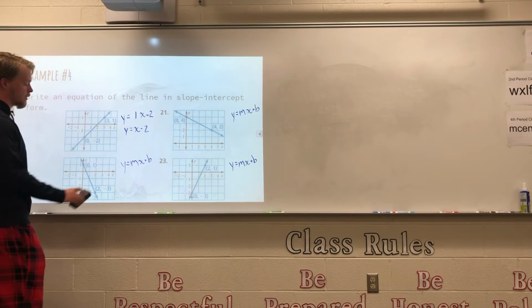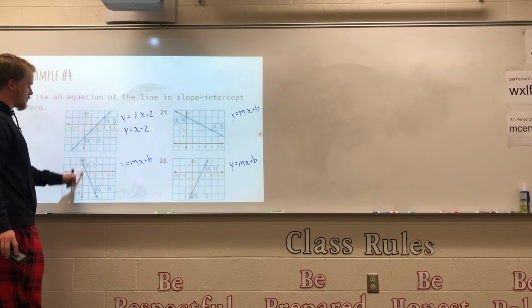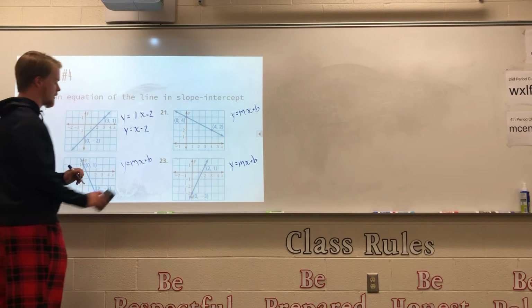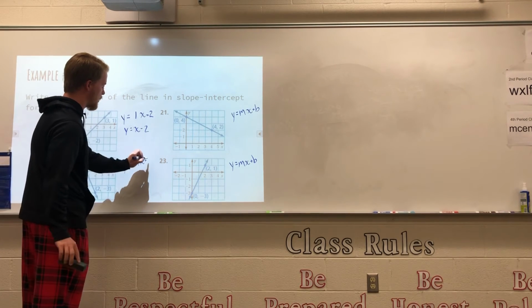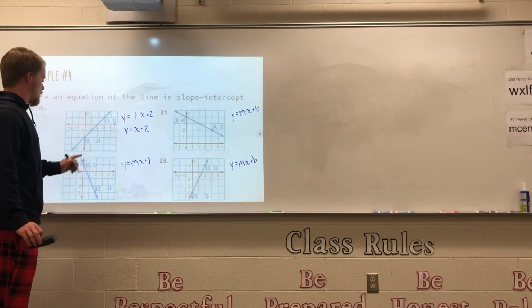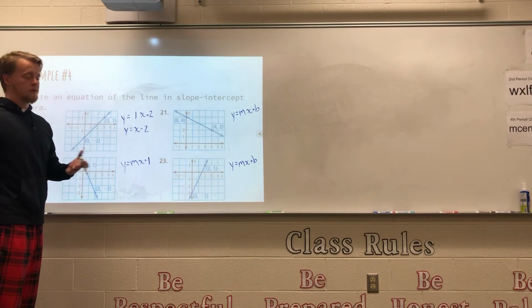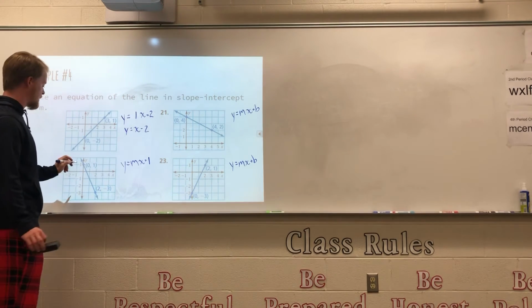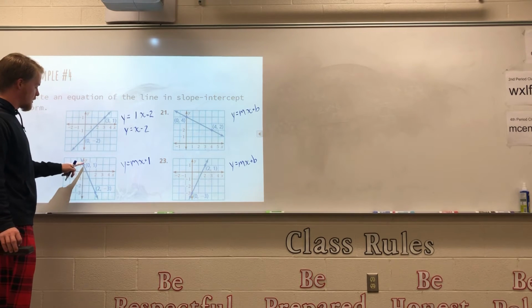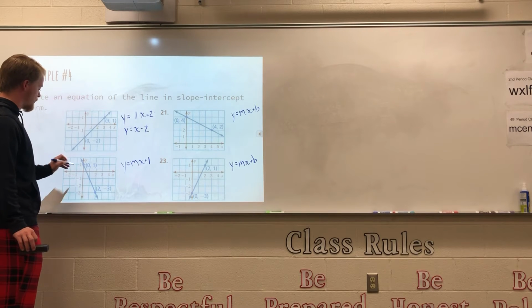Again, you want to look where your b is, which is your y-intercept. My b on this problem, this line crosses the y-axis at positive 1. So that means in place of b, I'm going to put a positive 1. Okay? My m, again, you're trying to find your slope. So m, I need to find rise over run. So I'm going to go from my left point to my right point.